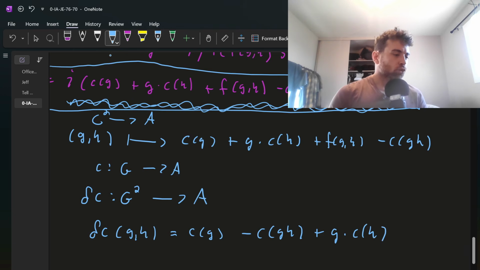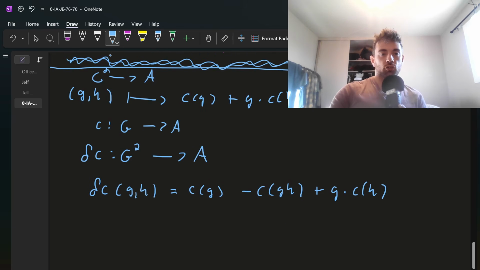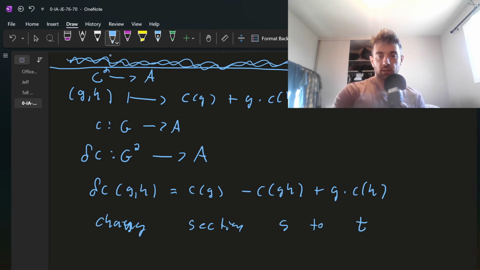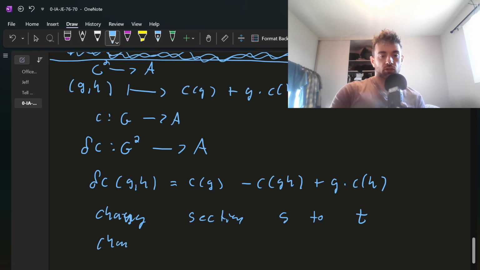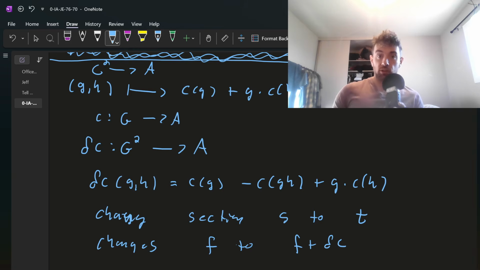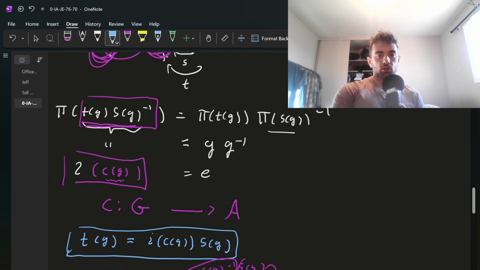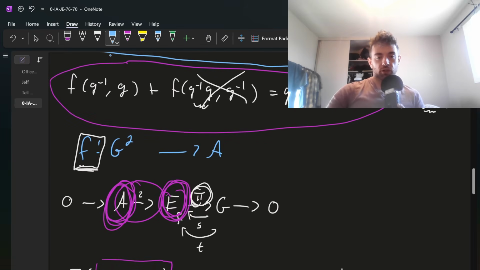Okay. So what is the big takeaway? Well, writing it this way means that changing section S to T changes the function f to f plus delta c. So what's the point of that? Well, if we think about what's going on here, right? We're starting with some fixed extension.